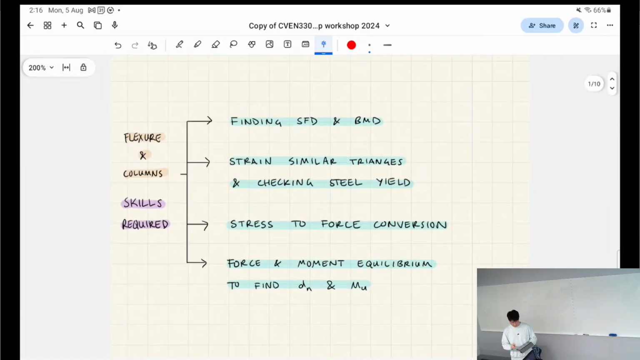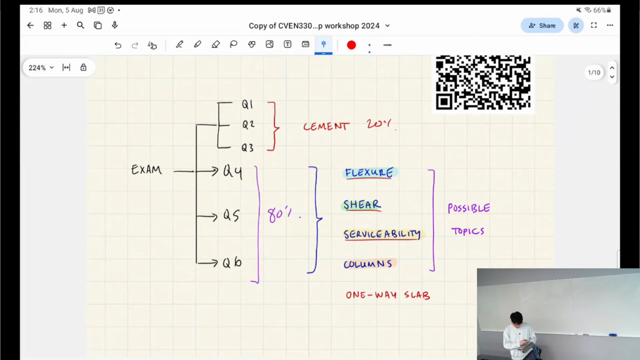Actually, I might talk about this a bit more. I think students, when they're doing this course, generally start losing the plot around flexure, right? Because flexure is a huge hurdle. It requires 5 or 6 different skills from solid mechanics, and it's very easy to get lost, right? Whereas the topics shear and serviceability are more about following steps, and you don't actually need to fully understand the topic in order to do those questions, if that makes sense.